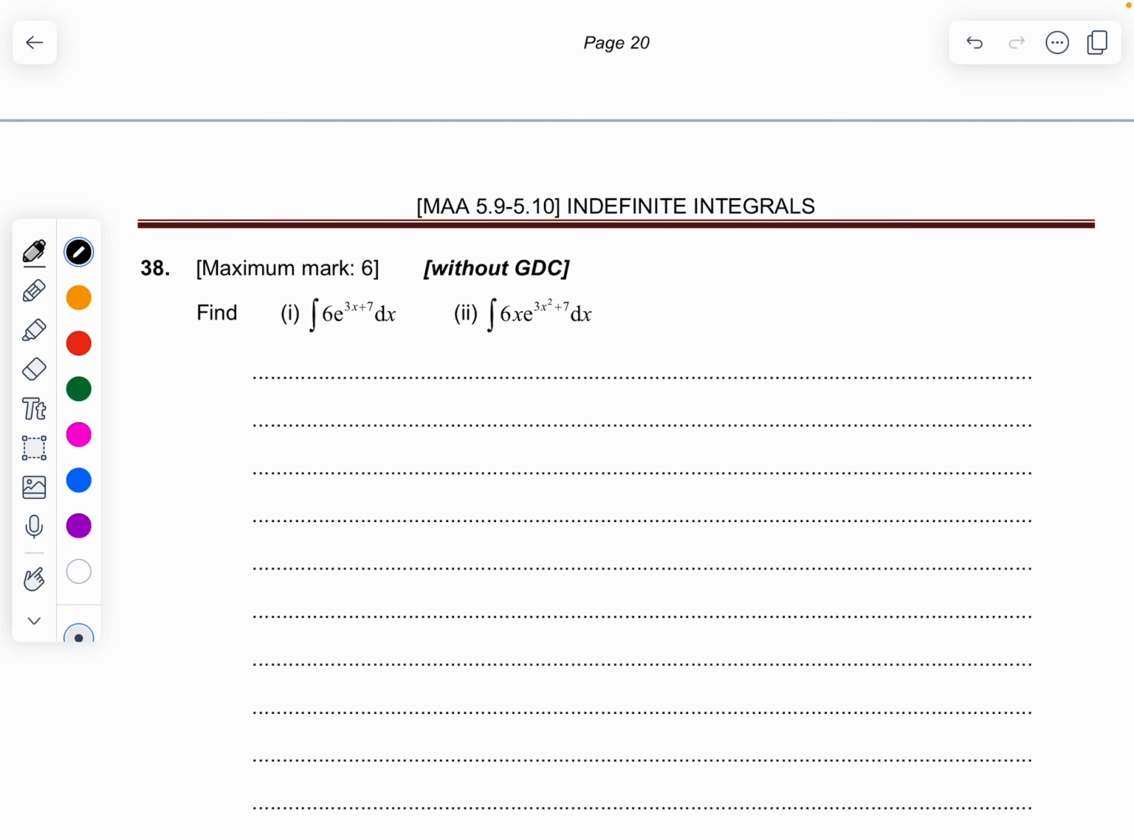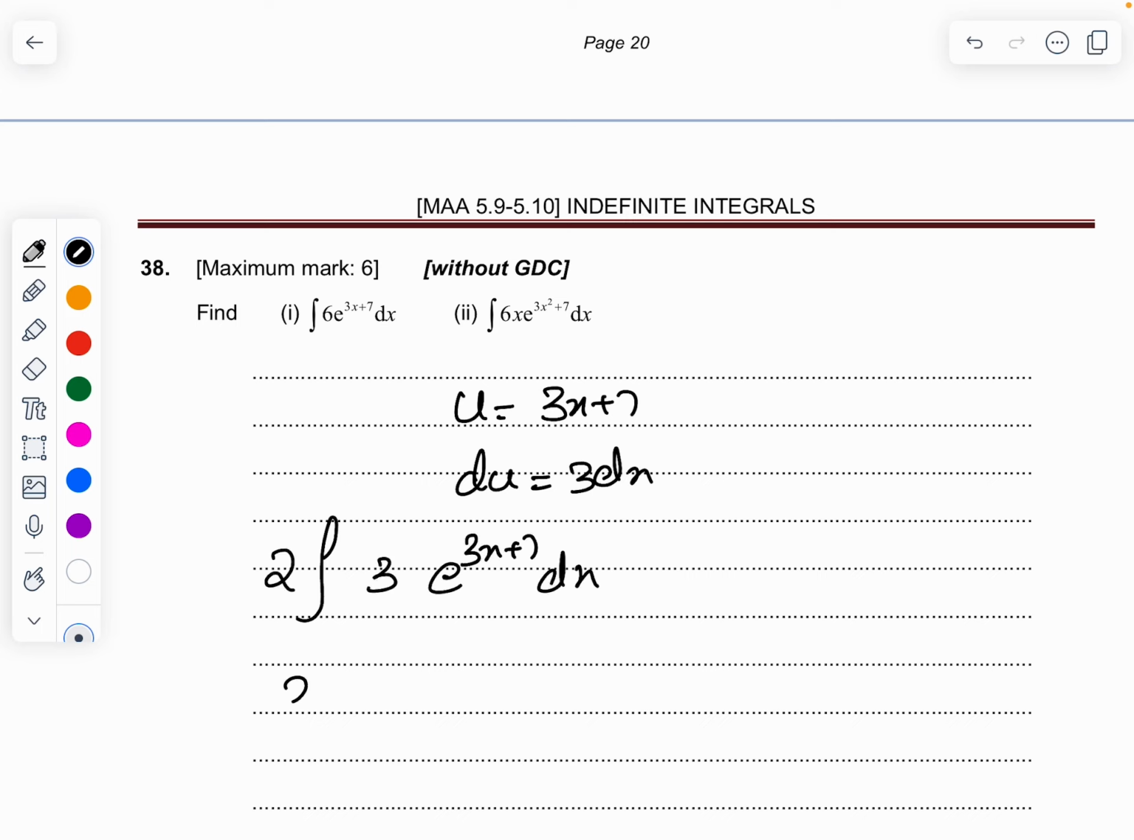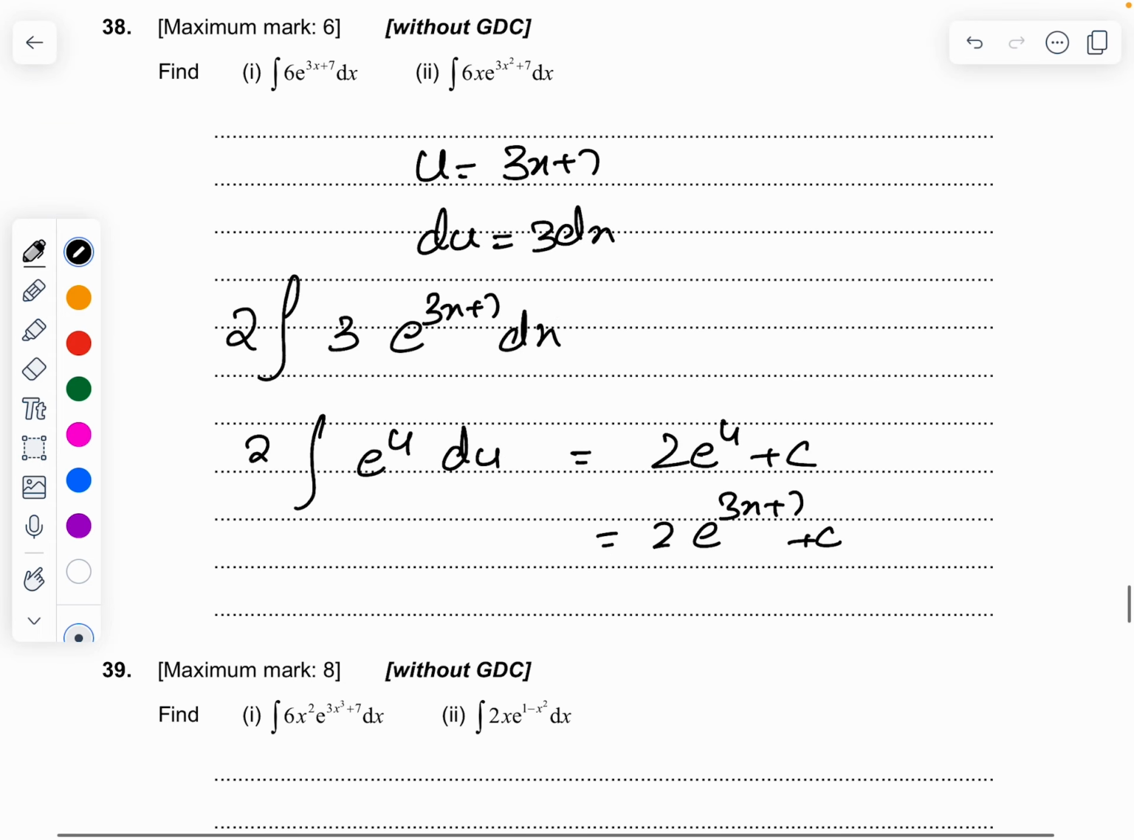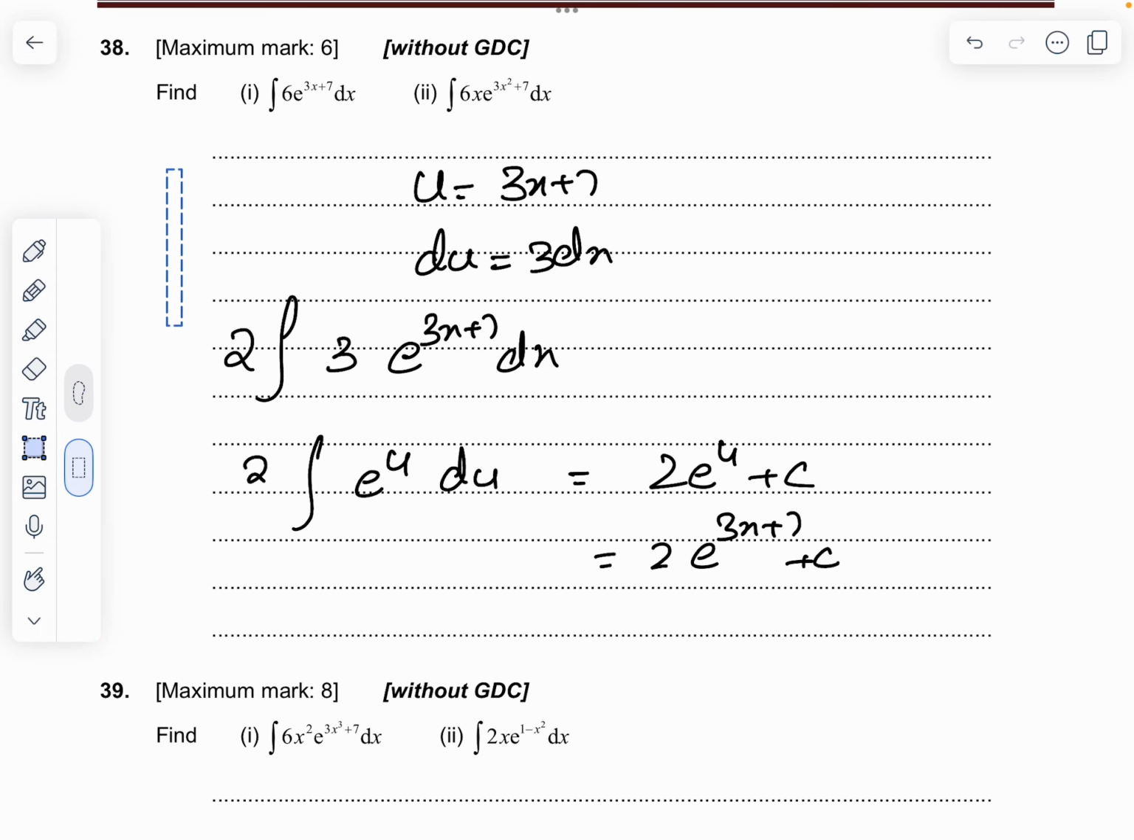Now we can do by substitution u equals 3x plus 7. So du equals 3 dx. So 6 can be written as 2 times 3 e power 3x plus 7 dx. Now 3 dx will become du, and e power u. So e power u integral is e power u plus c. So 2 e power 3x plus 7 plus c. That's going to be the answer for part A.